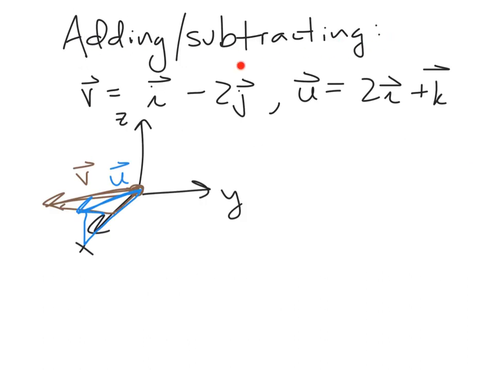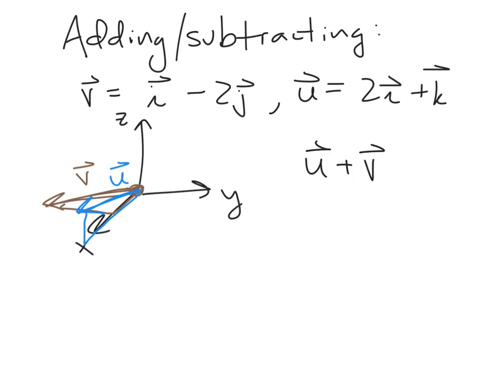Now we look at examples of adding and subtracting vectors. So we look at two particular sample vectors. We have v, which is i, so a motion of 1 unit out the x direction, minus 2j, a motion of negative 2 in the y direction, so that gives us a total displacement vector along v. And then we have u, which is 2i, so 2 out the x direction, plus k, so 1 up the z direction, that's this vector u. And let's go ahead and sum them, and then let's also take their difference.